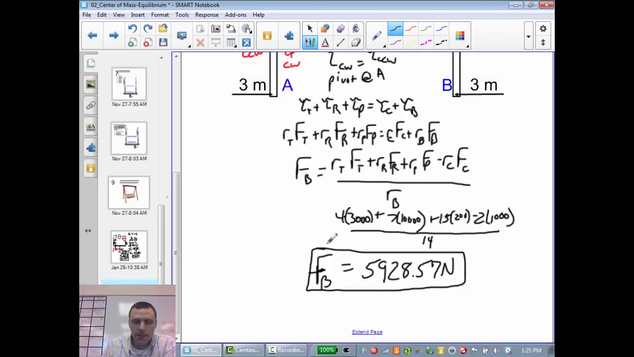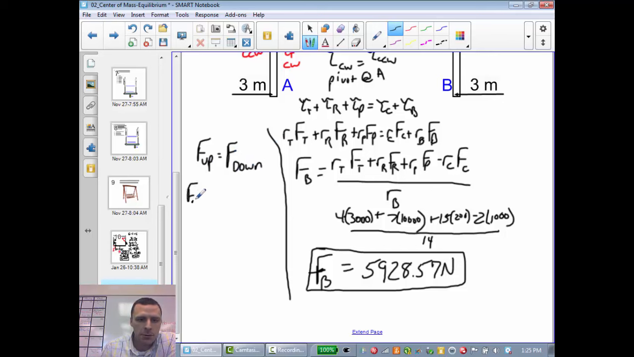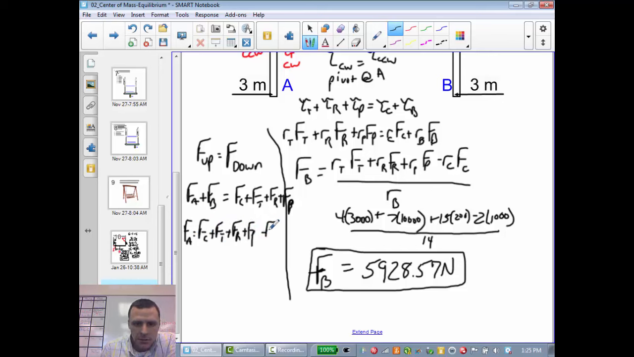If I want to do force A, I'm going to do forces up equal forces down. I could do the same torque process over again, choosing a different pivot point, but I'm going to do forces up equal forces down. So my up forces are force A plus force B, and then I have all the forces down. So that's force on the car, plus the force on the truck, plus the force on the roadway, plus the force on the person. And force A equals force on the car, plus the force on the truck, plus the force on the roadway, plus the force on the person, minus force B.